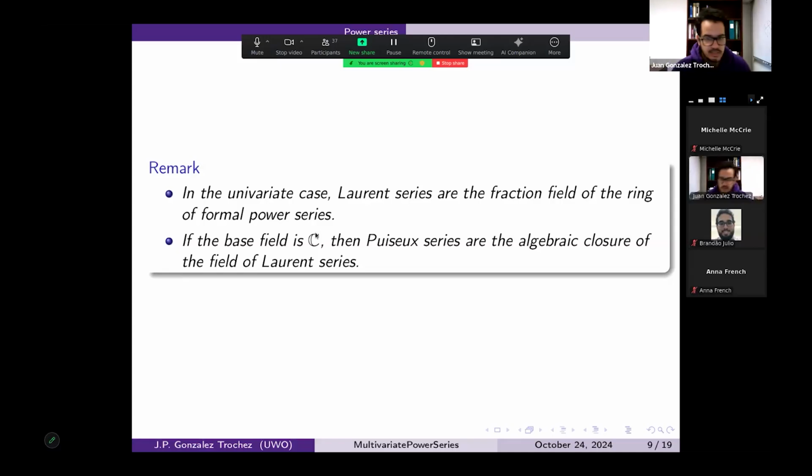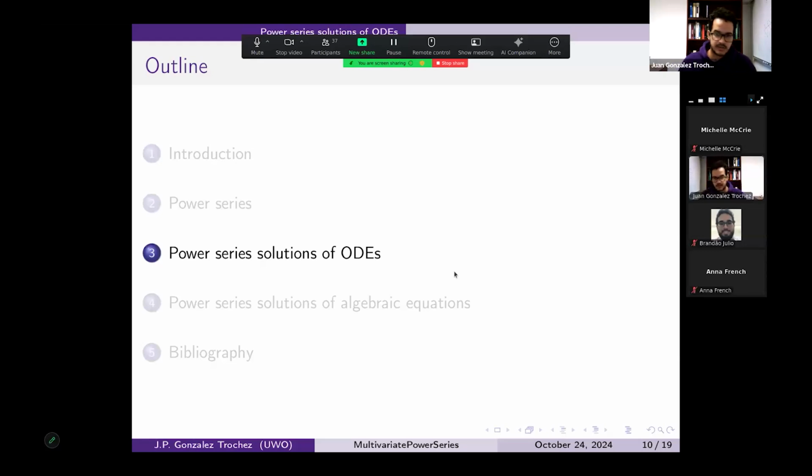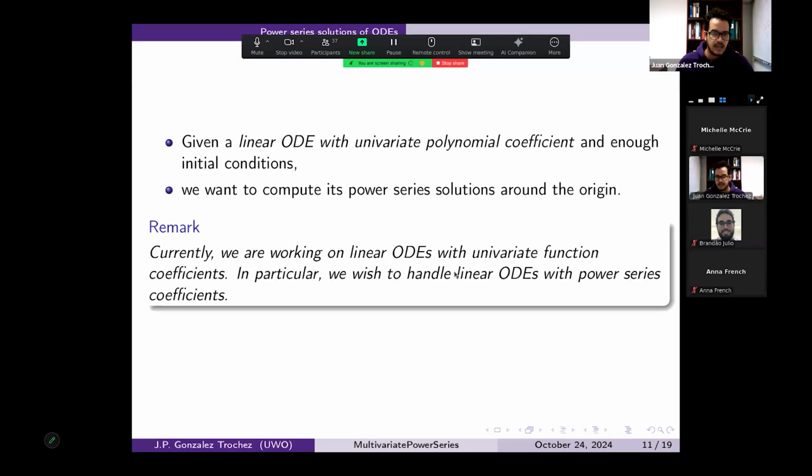We mentioned this here because the Puiseux series can be seen as a generalization of the power series. Furthermore, when we have a UPOP, we know that we can completely factorize this into linear factors over the field of Puiseux series. Now, power series solutions of ODEs.